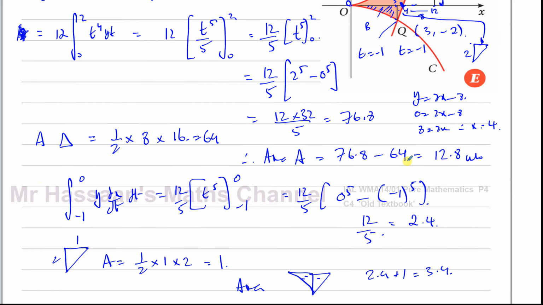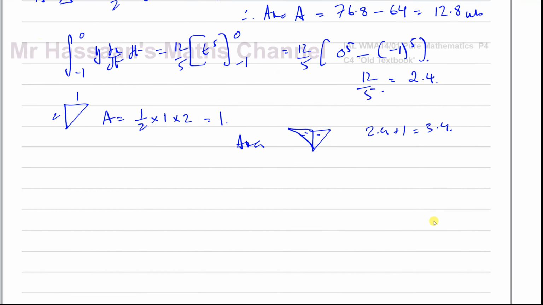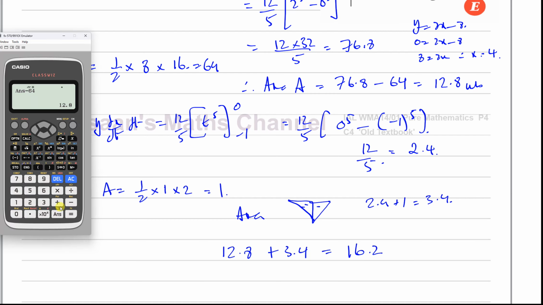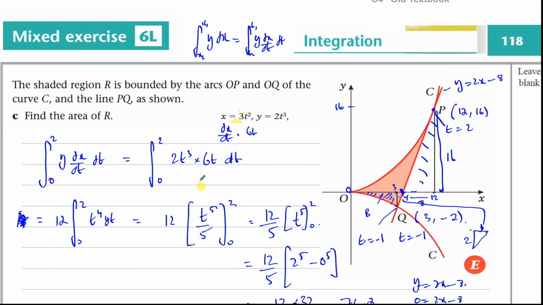Now I have to add that to the original area which I found, which was 12.8. So I have 12.8 plus 3.4, which gives me 16.2. Let's just make sure: 12.8 plus 3.4 gives us 16.2 square units. So there's the answer to that question.